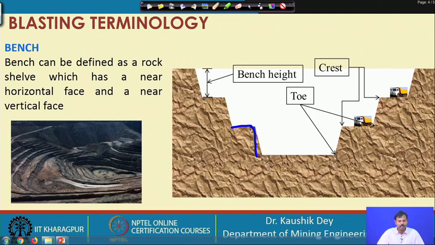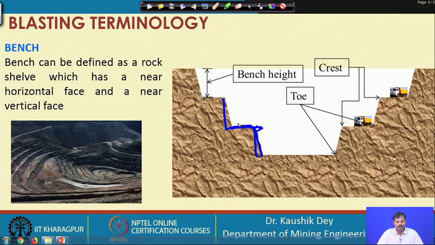Bench can be defined as a rock shelf which has a near horizontal face, and a near vertical face. In most cases, when the face is under operation, you can have almost a vertical face. The near vertical face is there for the stability of the bench, and in most practical operation sites you will find the near vertical face.